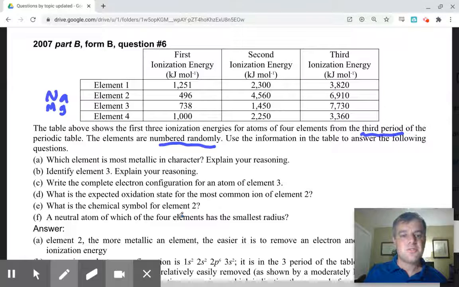And then it asks which of the four elements has a neutral atom with the smallest radius. Well, the one with the smallest radius is going to be the one with the greatest nuclear charge, since they're on the same period. So it's going to be the one with the most protons, which would have the highest first ionization energy. So that would be element 1. So that's just a sample of how some of these questions might appear. You'll have more questions like this, but in a multiple choice format in today's assignment that's in AP class.